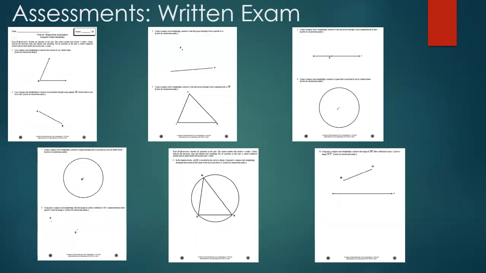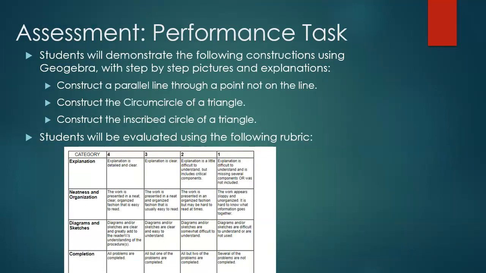At the end of this learning experience, students will take a written exam provided by eMath Instruction using a compass and straight edge only. They will also turn in a performance project which will require them to create 3 main constructions, shown here, demonstrating the step-by-step process using GeoGebra and writing out clear explanations of how to create each construction using pictures.